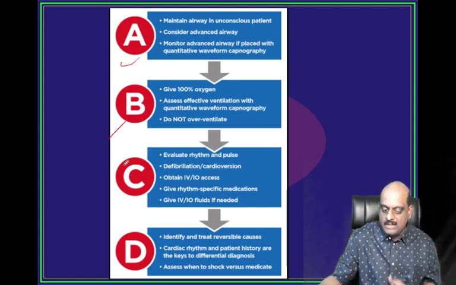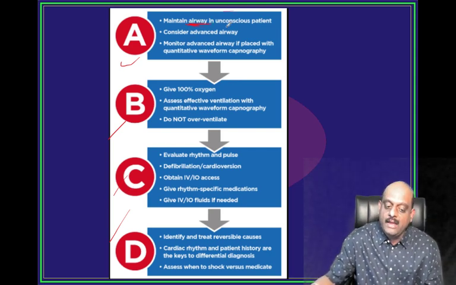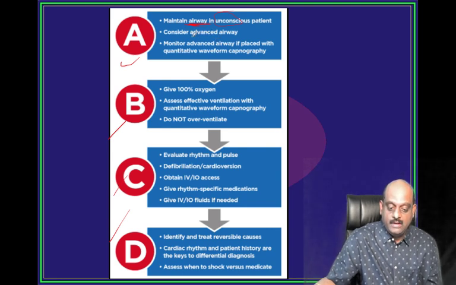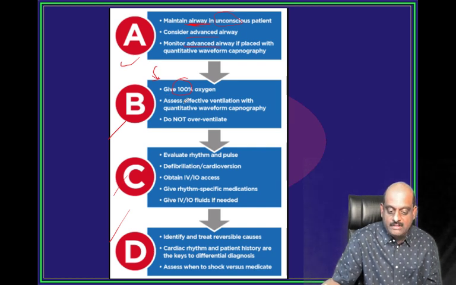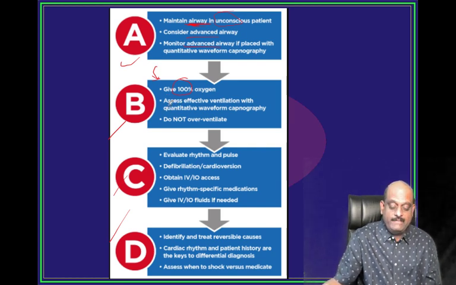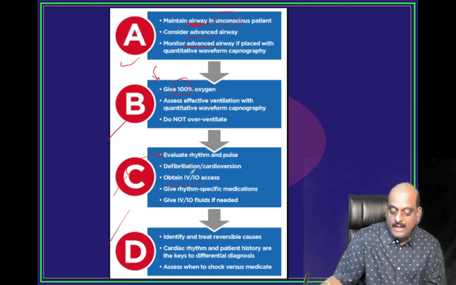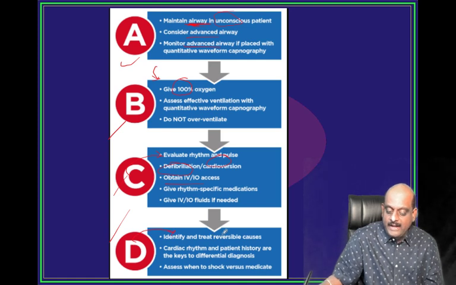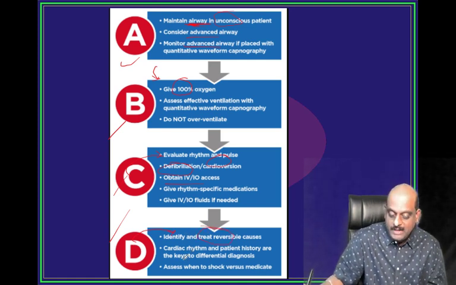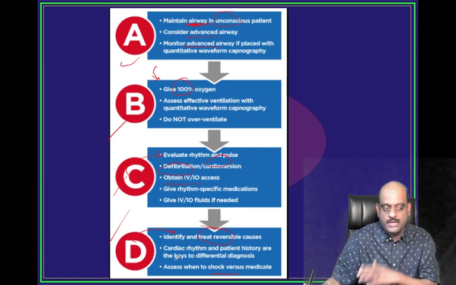So what is A, B, C, D of resuscitation, doctor? Favorite question of the examiner. A: maintain airway in an unconscious patient, consider advanced airway, monitor the advanced airway. Then B, breathing: give 100% oxygen. Ventilate, but do not overventilate. C: evaluate the rhythm, obtain an intravenous connection, and defibrillate and do cardioversion. And D is identify and treat all the reversible causes and assess when to shock versus medicate. Shall I give shock or shall I medicate?